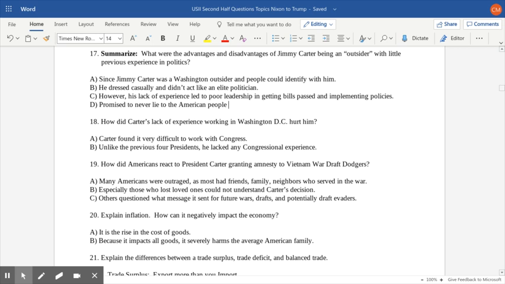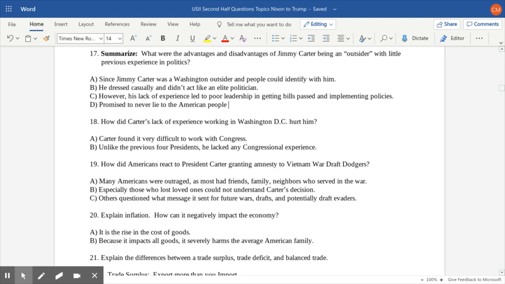19, how did Americans react to President Carter granting amnesty? Amnesty is forgiveness for committing a crime. Many Americans were outraged that Carter would give a free pass to Vietnam War draft dodgers. Many Americans, instead of serving in the military, decided instead to move to Canada or another foreign country to avoid the draft. And they were supposed to be punished on return to the United States.